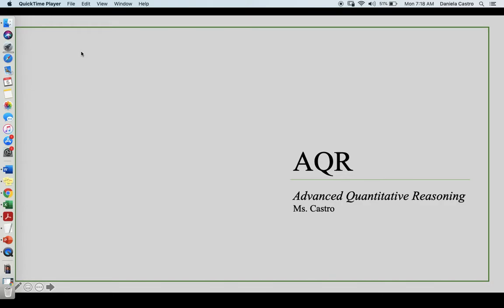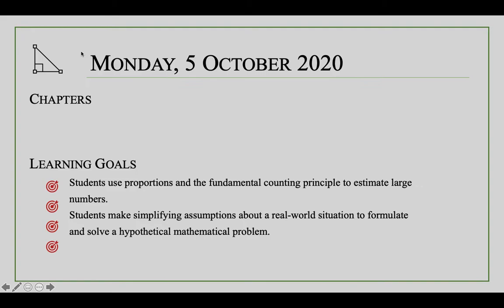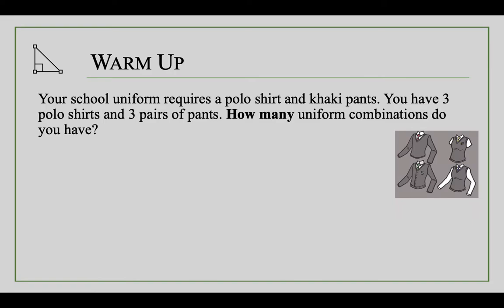AQR, Advanced Quantitative Reasoning. We are going to be exploring more estimation of large numbers today. So our learning goals are using proportions and the fundamental counting principle to estimate large numbers, and simplifying assumptions about real-world situations in order to solve hypothetical math problems. So similar to our estimating large crowds, but today we're going to be looking more at different combinations. And no chapters because there's no textbook accompaniment to this course.